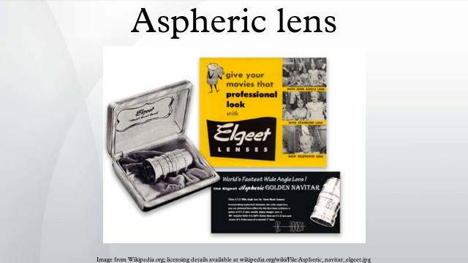Moritz von Rohr is usually credited with the design of the first aspheric lenses for eyeglasses. He invented the eyeglass lens designs that became the Zeiss Punktal lenses.